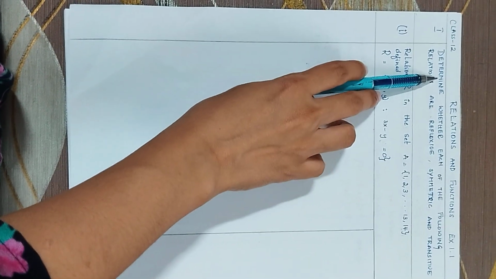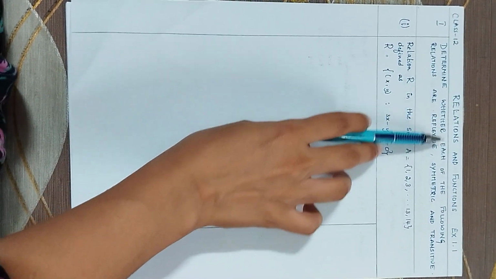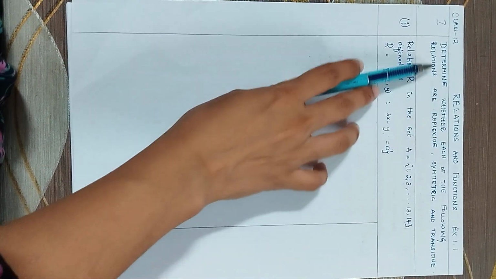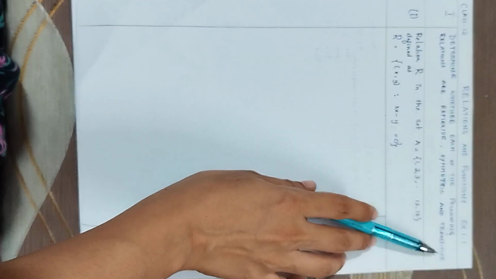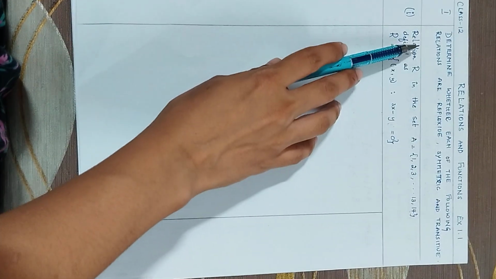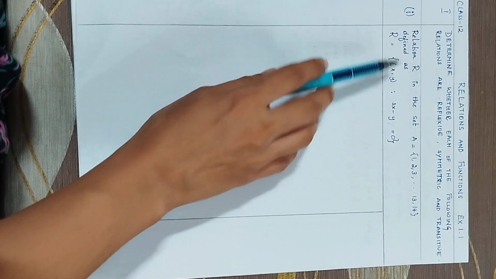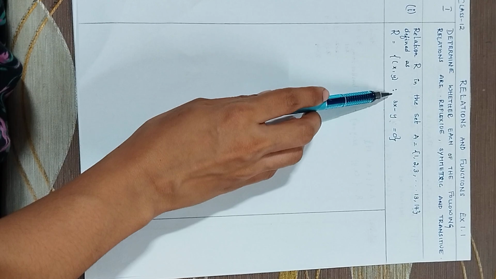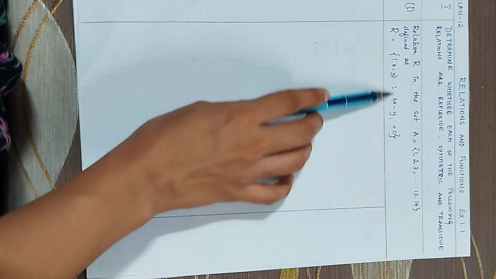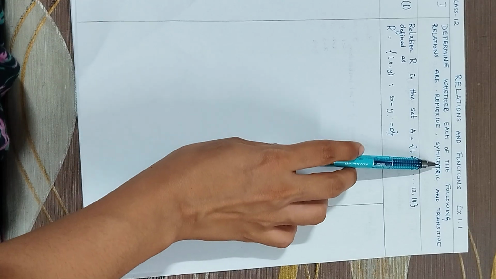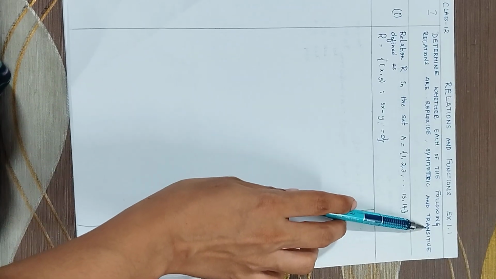Exercise 1.1. First heading, determine whether each of the following relations are reflexive, symmetric and transitive. A relation is given to us. We have to see whether this is reflexive, symmetric and transitive. We have to check all the three cases: reflexive, symmetric and transitive.